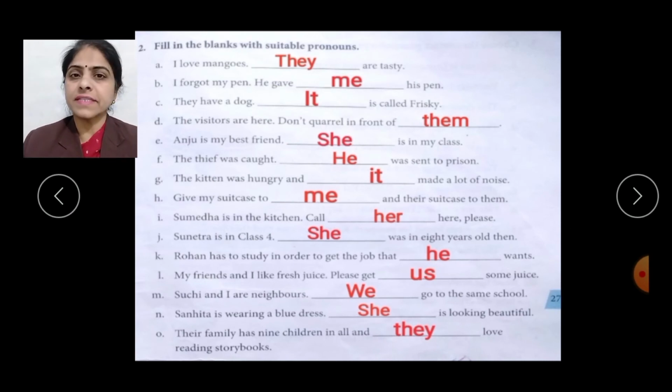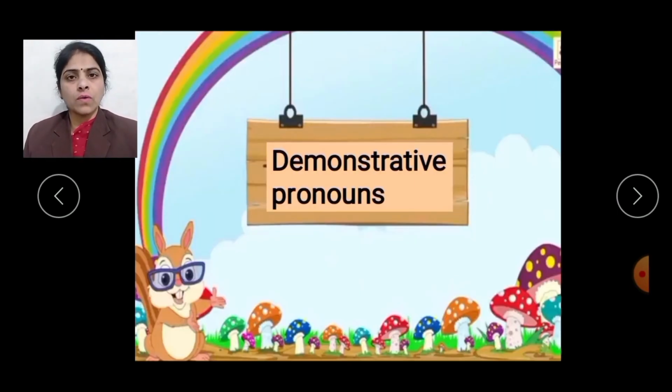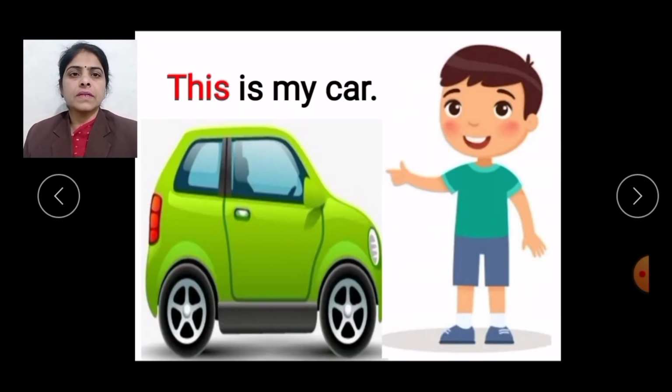Here, this exercise is completed. Now, let's have the next kind of pronoun, and that is demonstrative pronouns. Let's understand it with some examples. Here, the first example is, this boy is saying, this is my car. In this sentence, this refers to a car, which is a noun. So, it is a pronoun.